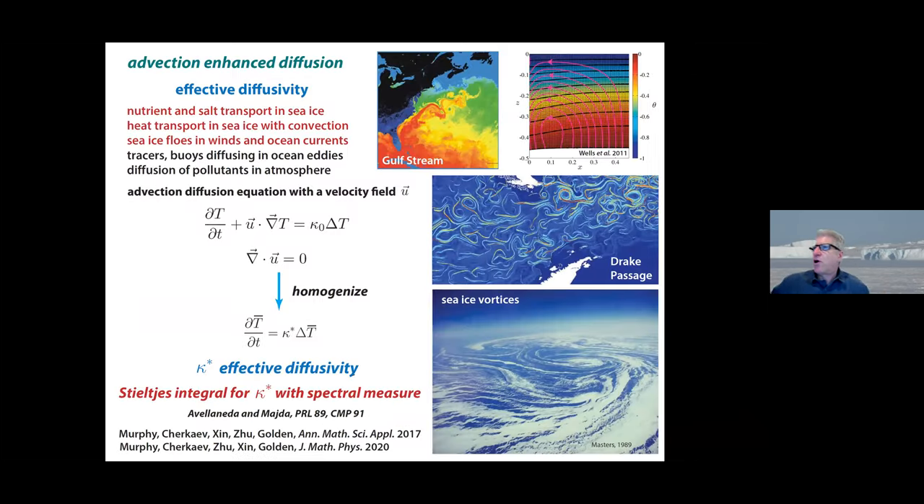Okay, another large area where we have a lot of work going on is so-called advection diffusion processes, say nutrient salt transport by fluids, as well as diffusive heat transport with fluid components. Sea ice floes in winds and currents diffuse and are also being advected. So here's the classic advection diffusion equation. We homogenize that, and then there's an effective diffusivity.